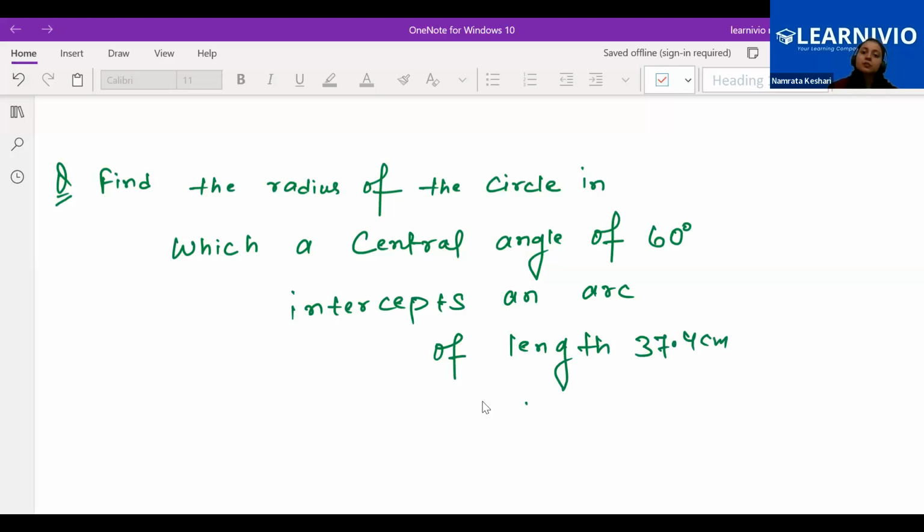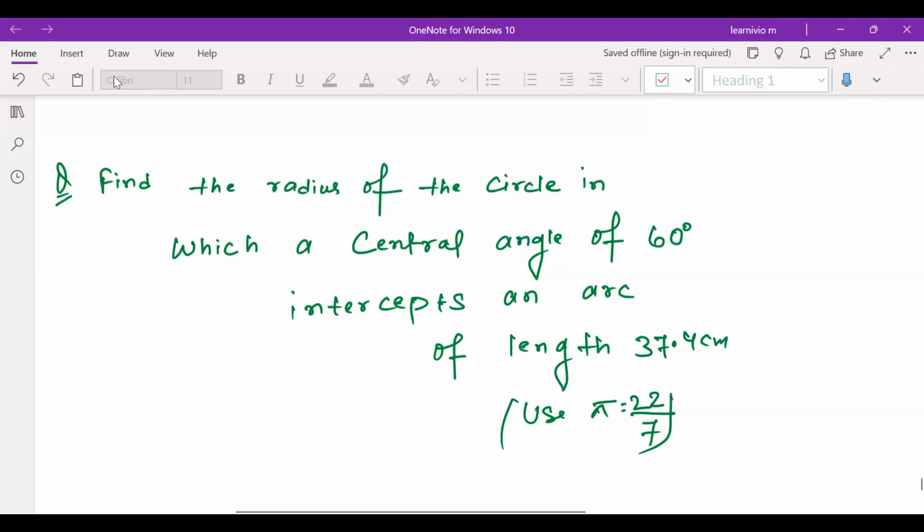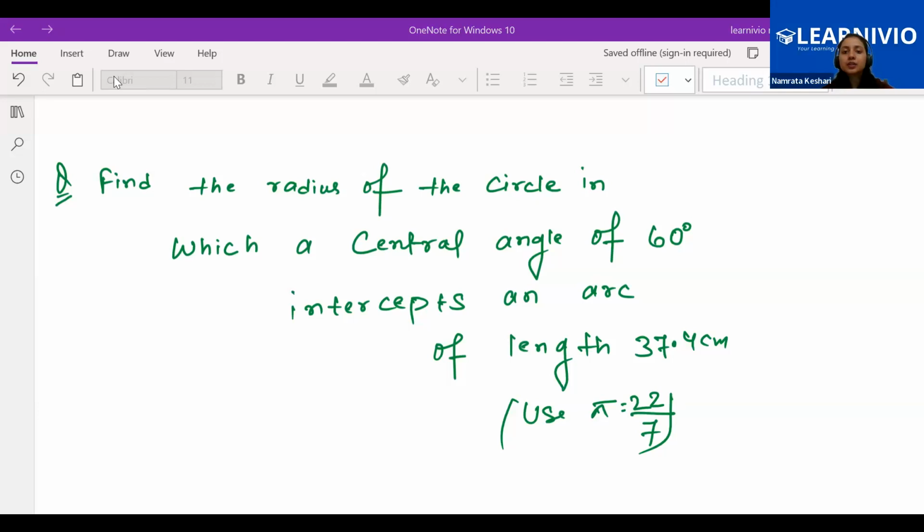Use pi as 22/7. Please do it, Alina. Since we have discussed the concept which will be used in this particular question, please try doing it. We have to find the radius, okay? A circle is there and the central angle is given as 60 degree. First try doing it, then definitely we'll be discussing it.